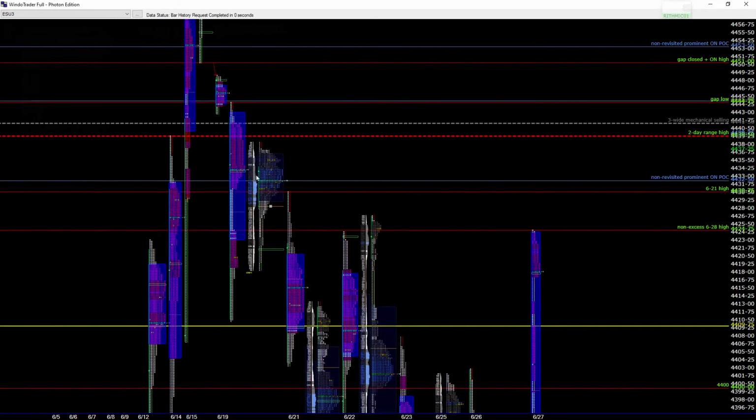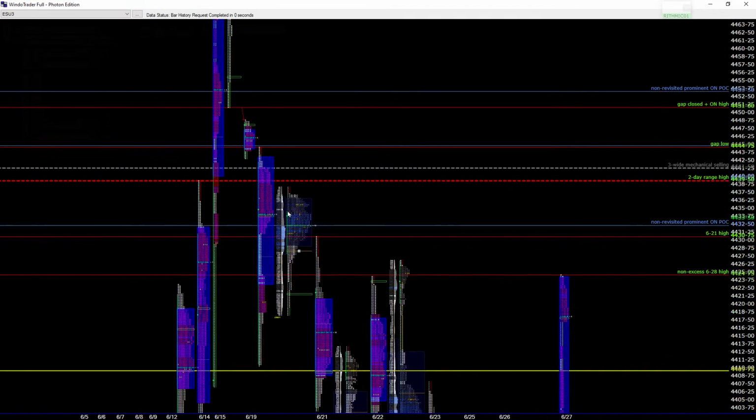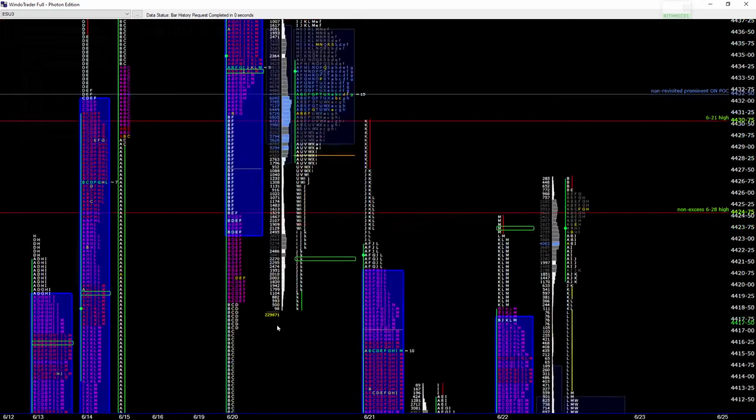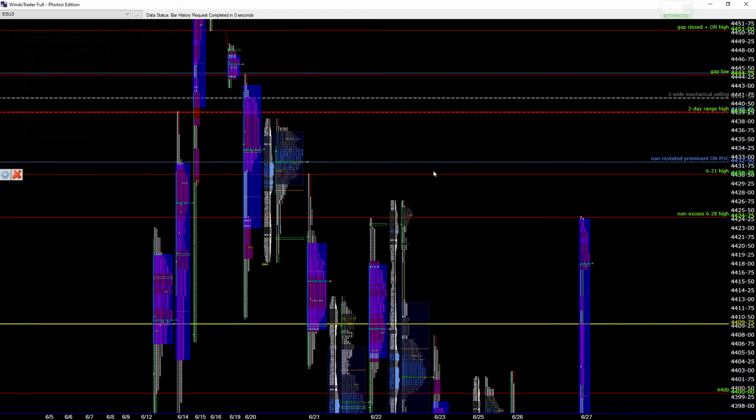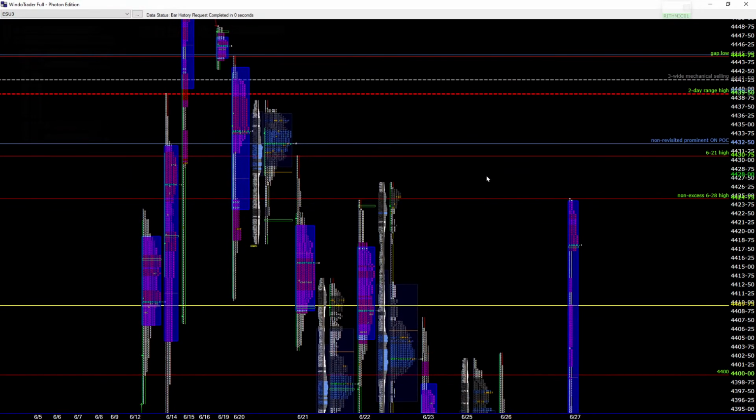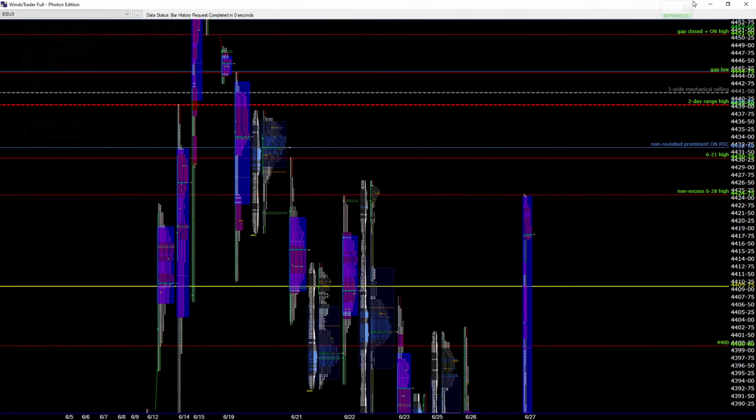The only reason why I'm keeping this overnight is because I want to see this. Remember this, prominent. How much volume here? Almost 250. That's good. That's a good amount. Oh boy, these are matching highs here. Okay.